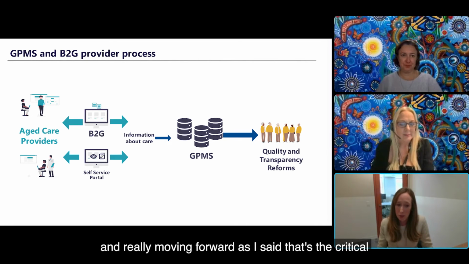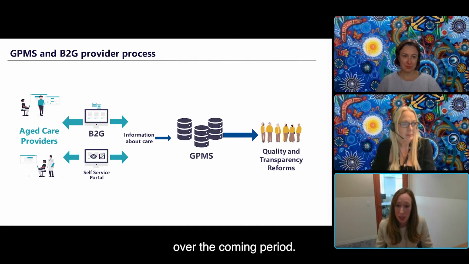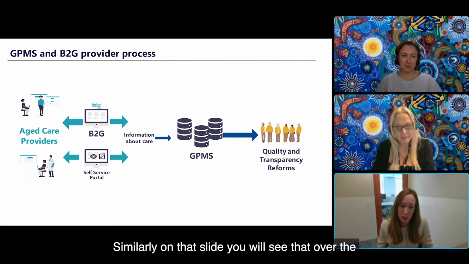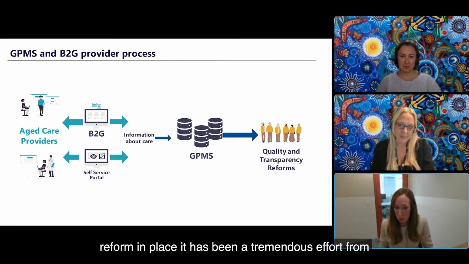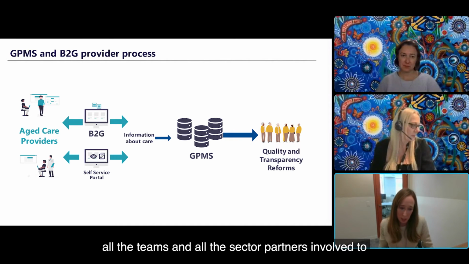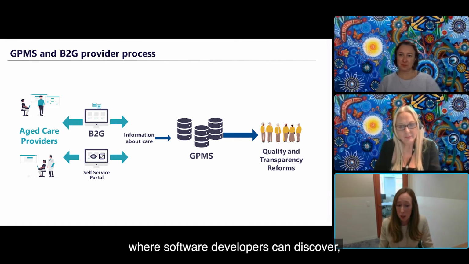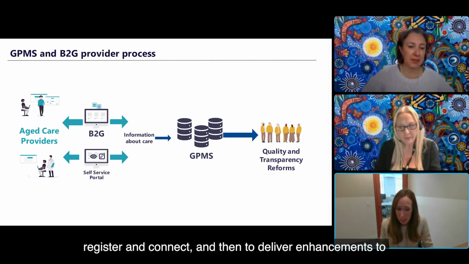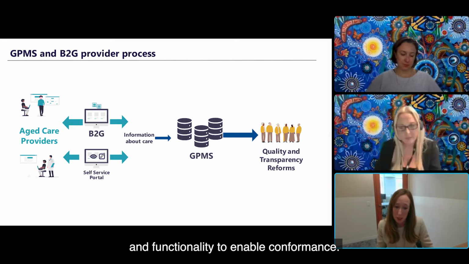And really moving forward, as I said, that's the critical digital reform that enables the delivery of the new Act over the coming period. Similarly, on that slide, you will see that over the 6 months that we've had the business to government reform in place, it has been a tremendous effort from all the teams and all the sector partners involved to launch the business to government developer portal, where software developers can discover, register and connect, and then to deliver enhancements to that portal, supplying API specifications, test APIs and functionality to enable conformance.